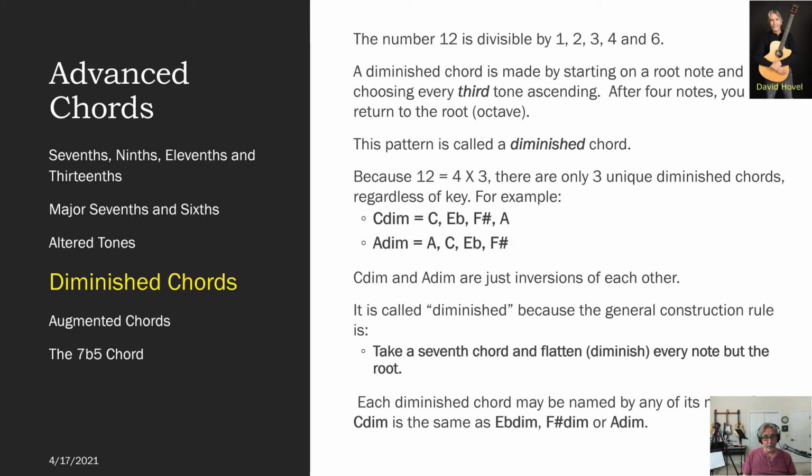And as I said, each diminished chord that you make can be called by any of the notes that are in there. So very often in music, when you see a C diminished or an E flat diminished, they're really just telling you what they want to be as the lowest note. And that's a whole other topic that we don't have time to get into, but it's the same set of chords.